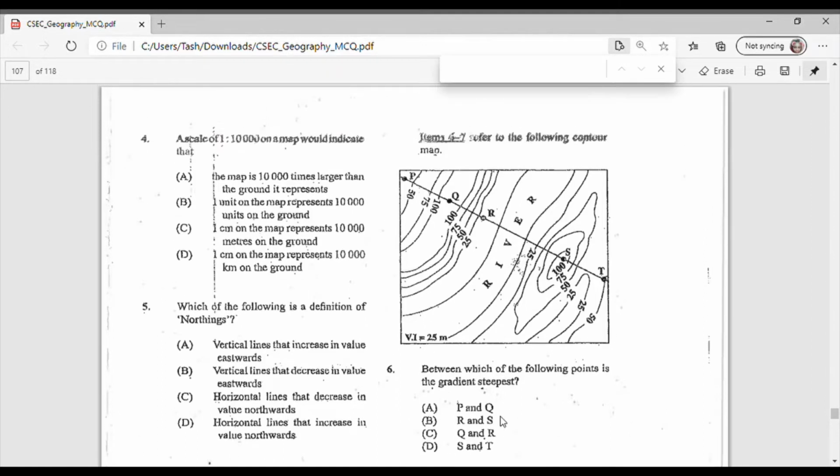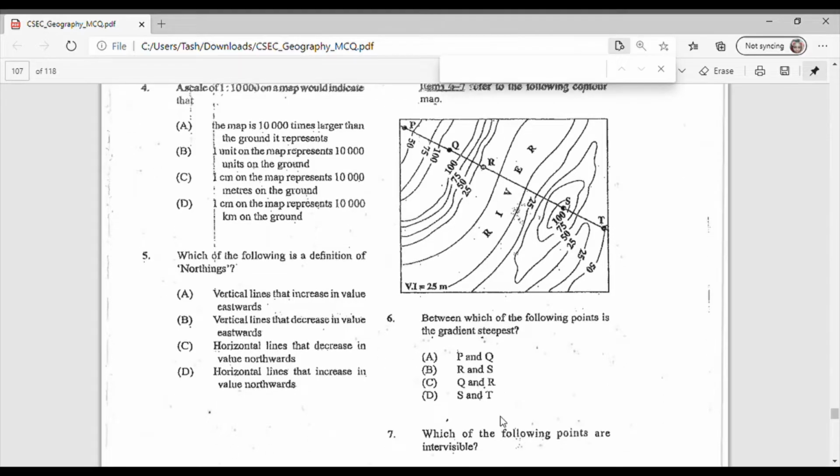For number 6, items 6 to 7 refer to the following contour map. Here we are.